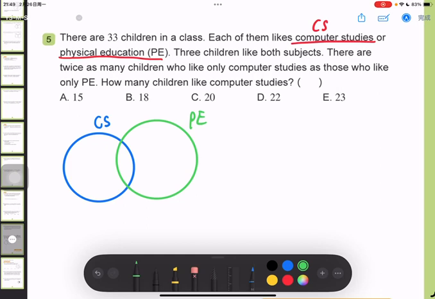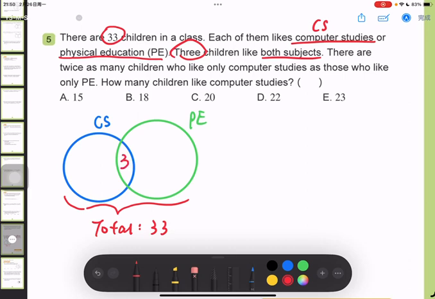And after that, we are going to label some data on the Venn diagram. So we have some numbers. The first is 33 children. So we know that is the total amount of children in the class. So the total should be 33. We put it at the bottom. And also we know there are 3 children who like both subjects. So for both subjects, we are going to put 3 in the overlapped part.